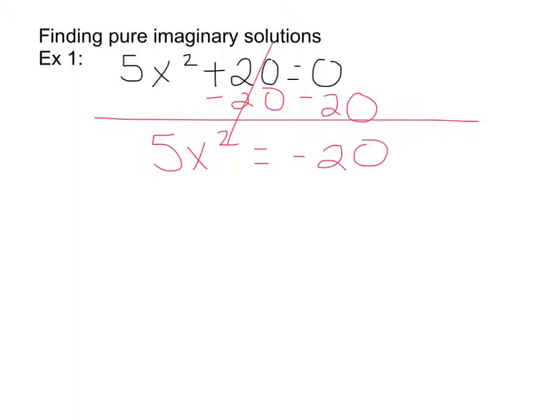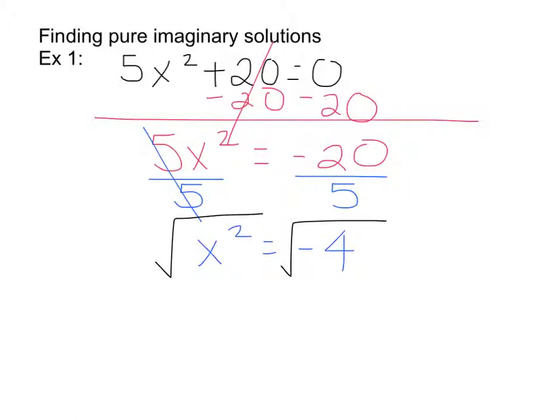Now hopefully you notice x squared still isn't by itself, it still has that 5. To get rid of the 5, we divide by 5. So x squared equals negative 4. And then to get rid of the squared, we take the square root of both sides.